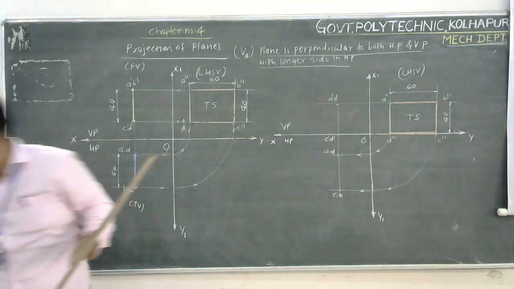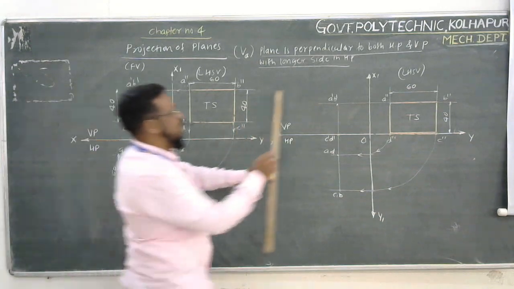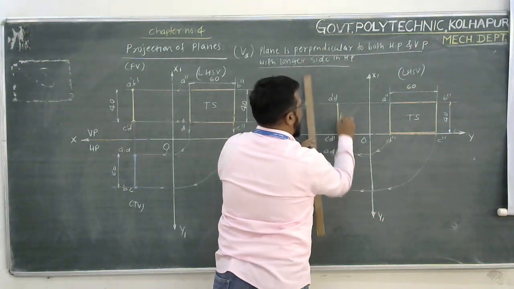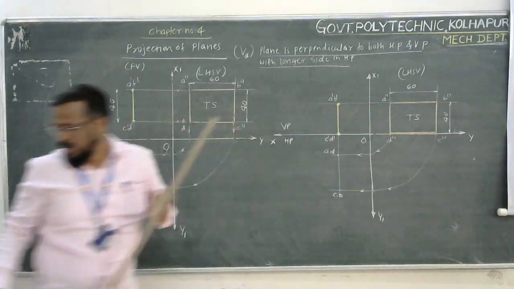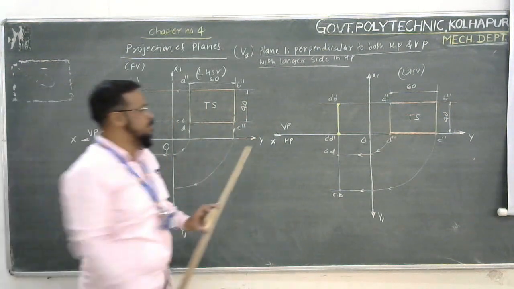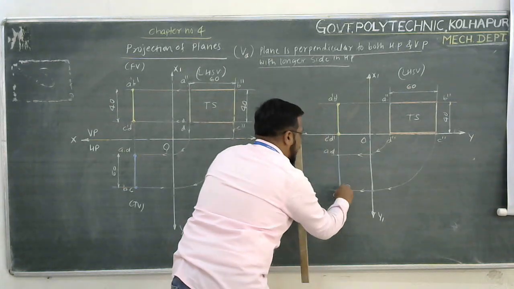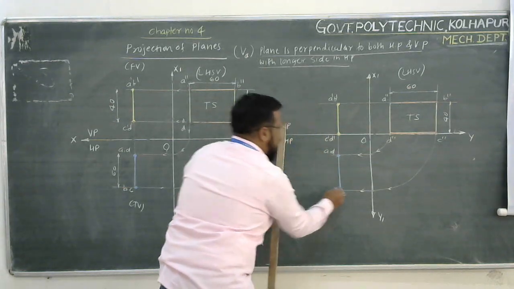So how this front view will be? So front view will be in the form of a single vertical line, which is going to start immediately from xy, and there will not be any change in the top view. So top view is maintaining the same distance as in this view.